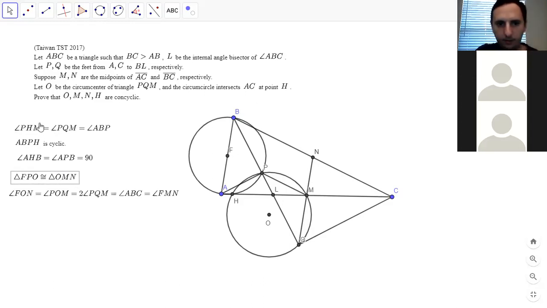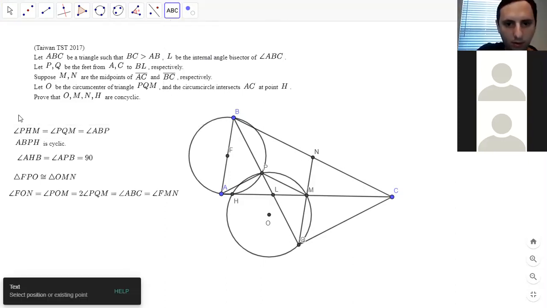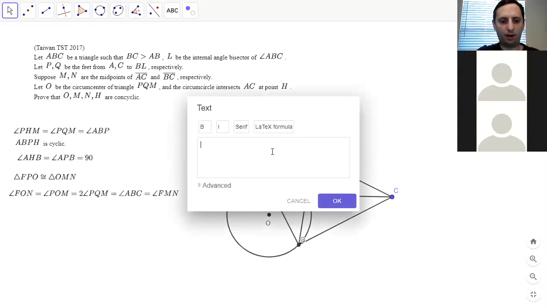So that means that F, H, M, and N. First I'll define F. Let F be the midpoint of AB. Actually, I don't even need point F, so I could just say H, M, and N lie on the 9-point circle. Oh, but I use it later. So yeah, let F be the midpoint of AB.